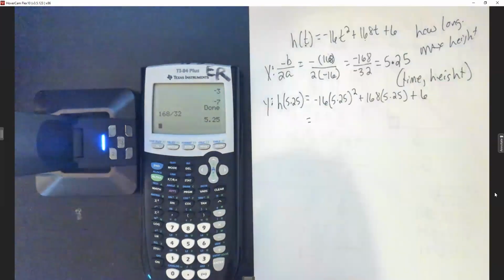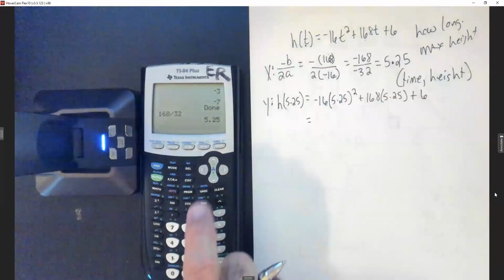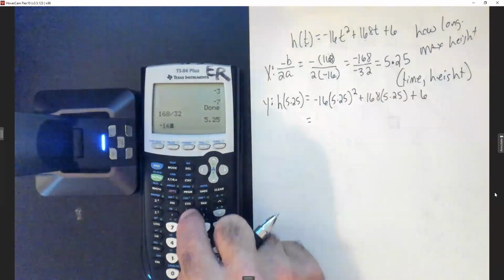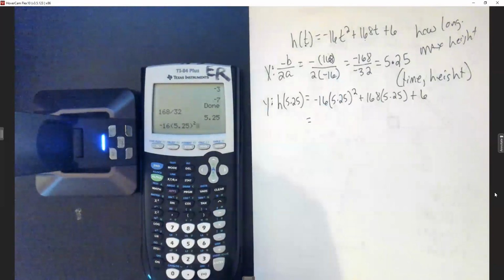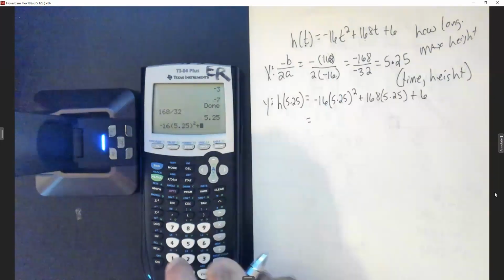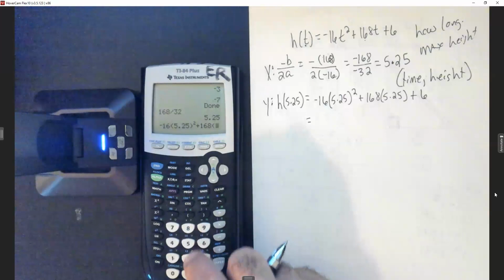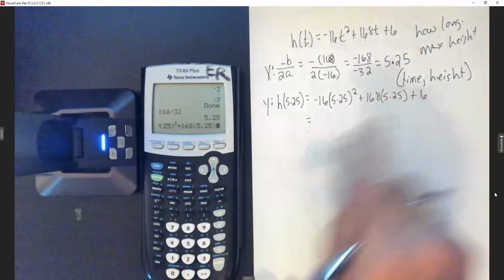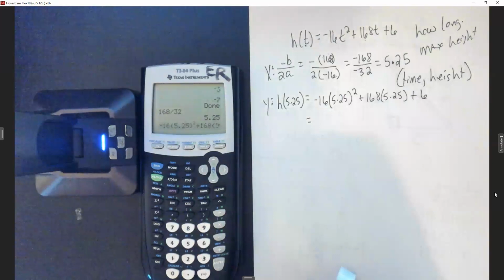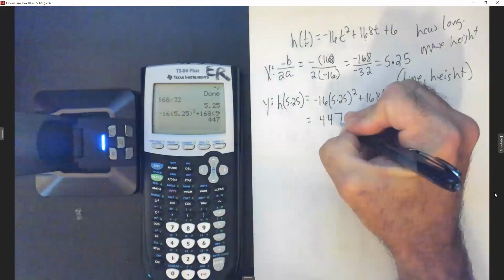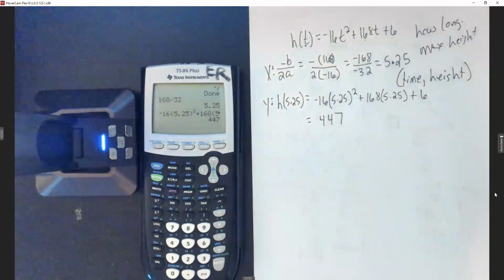So y'all, I'll just push that on this calculator. I got negative 16 parentheses 5.25 squared plus 168 times 5.25, and then I got plus 6. Alrighty, let's see what we get. Hitting enter, I get 447. So that means it took a little over 5 seconds for my rocket to reach a maximum height of 447.